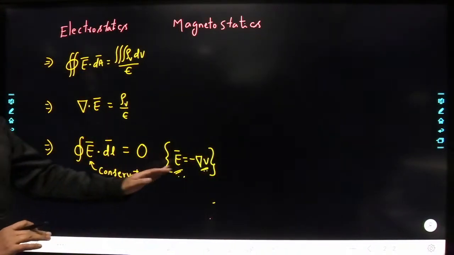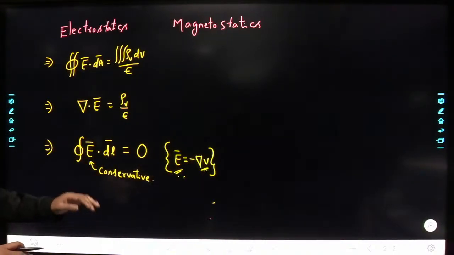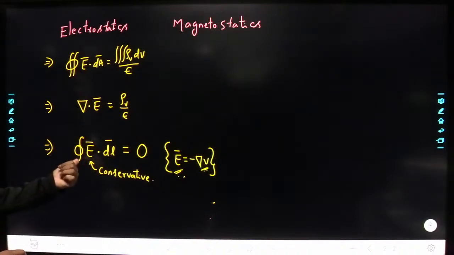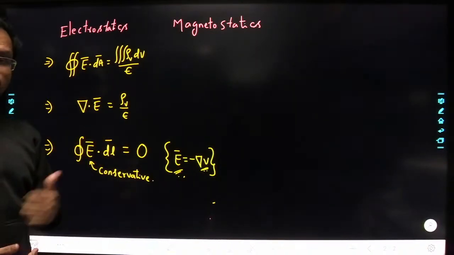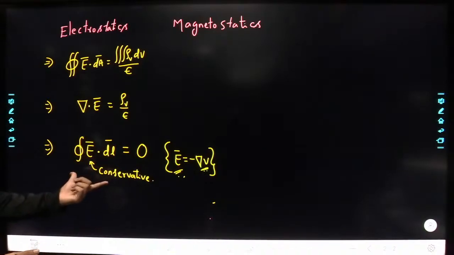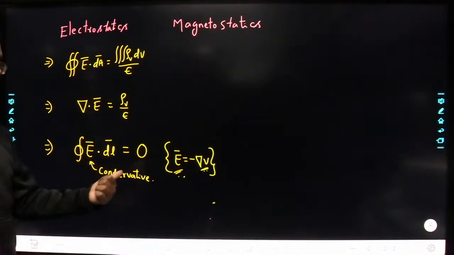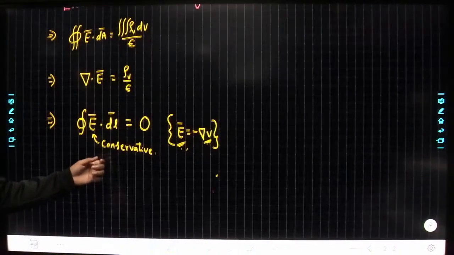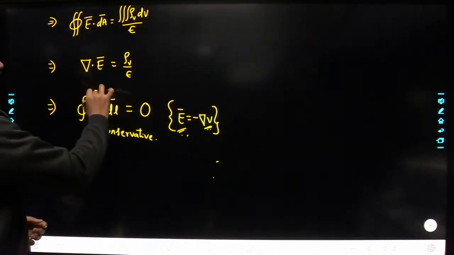Okay. So since E bar is equal to minus gradient of V, we will get the closed loop line integral of E bar dot dl bar is equal to 0. Why are we getting this result here? Because the electric field is conservative. Understood?